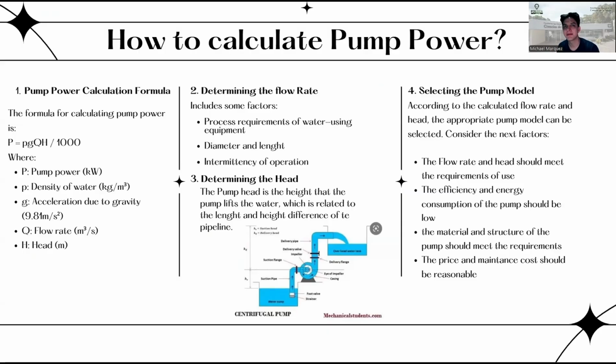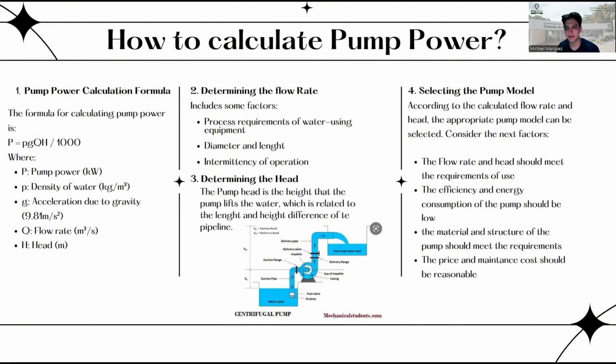That's all. Hi, my name is Michael, and we talk about how to calculate pump power and how to select the pump model. First, we have to calculate the pump power through this formula, as we can see in number 1. Second, we have to determine the water flow rate, or the flow demand. Include some factors like process requirements of water, using equipment, diameter and length of pipes, etc.